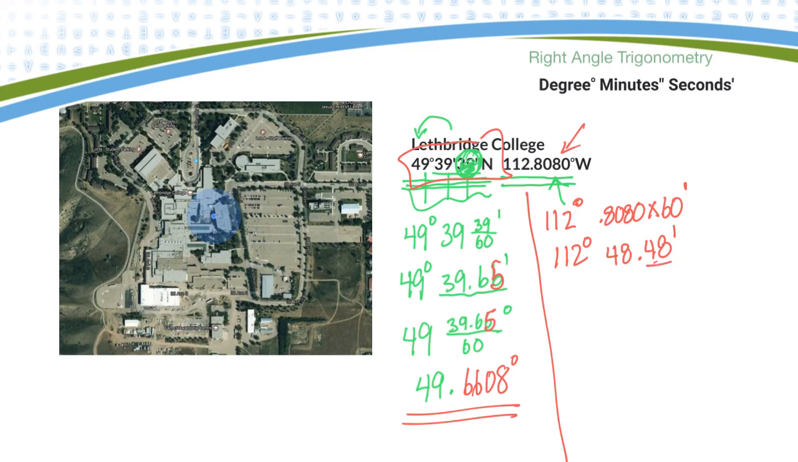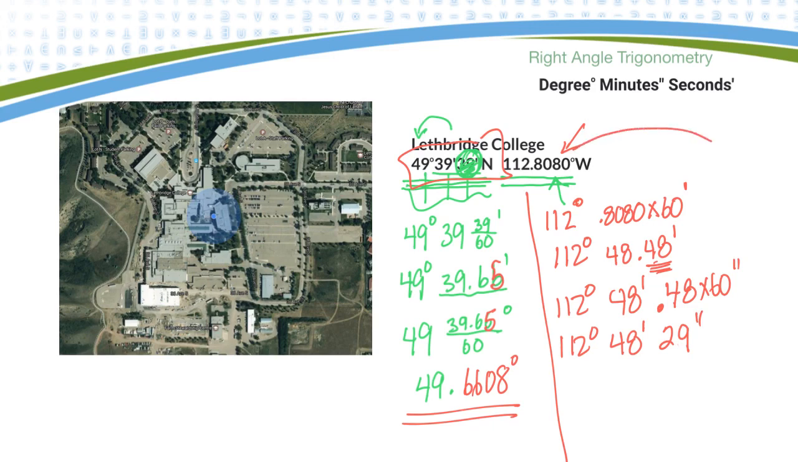Now to get the seconds, I'm going to take this portion off. So it'll be 112 degrees, 48 minutes, and 0.48 times 60 seconds. So what does that turn out to be? 0.48 times 60 gives me 28.8. So I'll have 112 degrees, 48 minutes, and 28. You could put the 0.8, but let's just round it. Let's call that 29 seconds. Okay, so that's how you can convert a decimal degree into a degree minute second, or a degree minute second into a decimal degree.